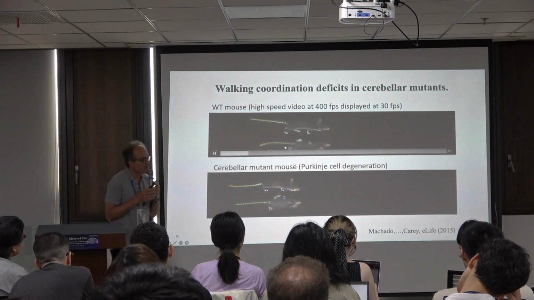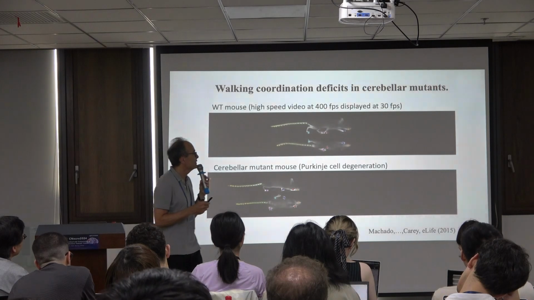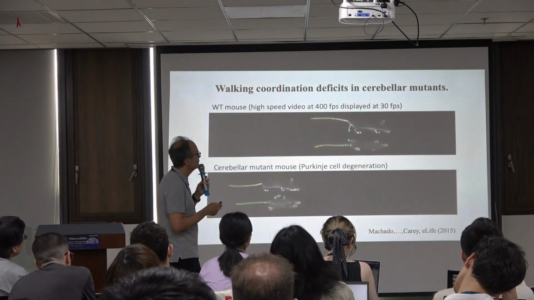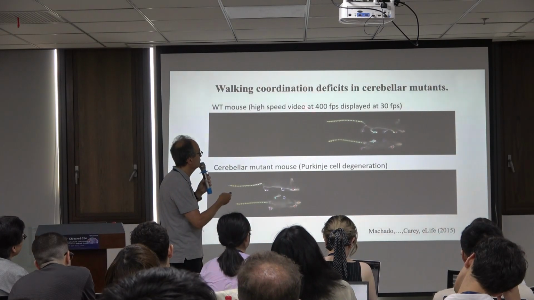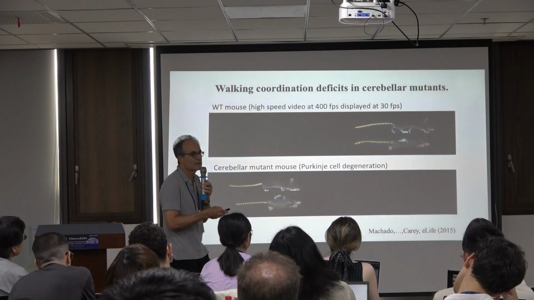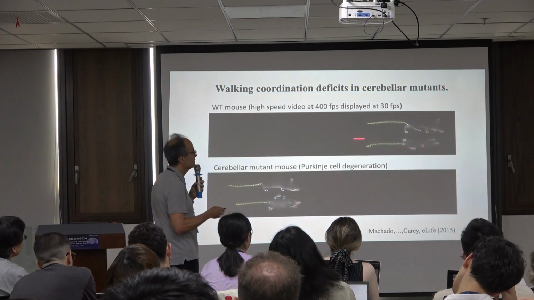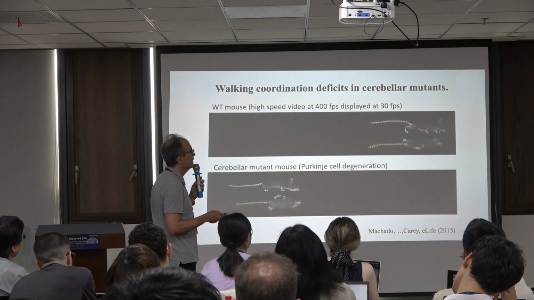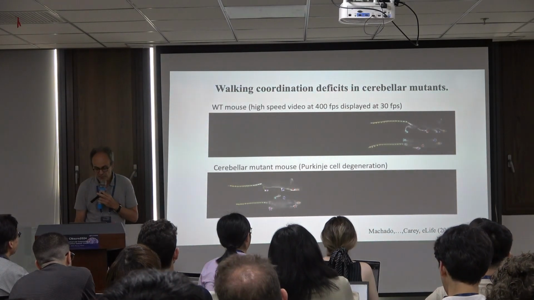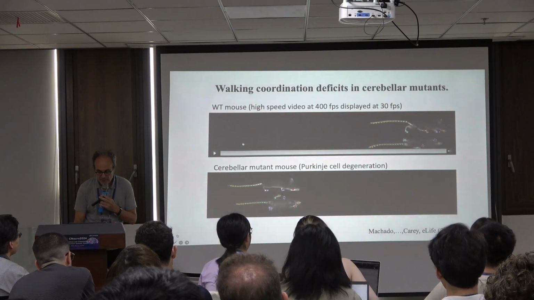So that's a normal mouse. The movie has actually been slowed down a lot, as you see. It was slowed down more than 10 times, so actually this mouse is running here. But you see that this movement is very coordinated. We'll do it again.